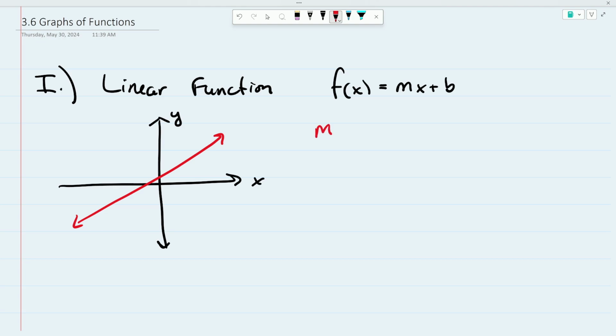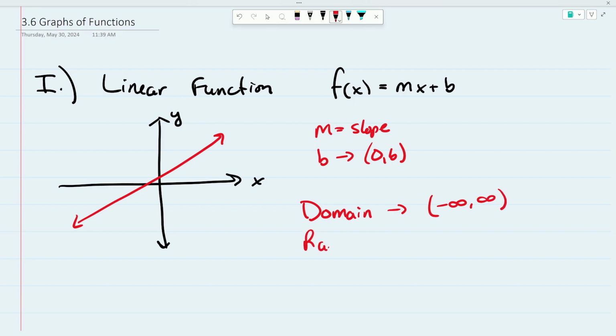Now, m, we know is the slope. Okay? B is going to be the y component of the y-intercept. And this is probably the most important part of the characteristics. This is why I'm going over this. Our domain is going to be negative infinity to infinity, and our range is going to be negative infinity to infinity as well. Now, remember, domain, input, independent variables. Range, output, dependent variables or dependent values. Okay? So the idea behind, well, how do you read domain and range when you look at a function on a graph?